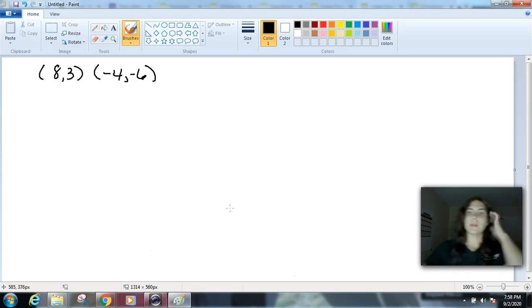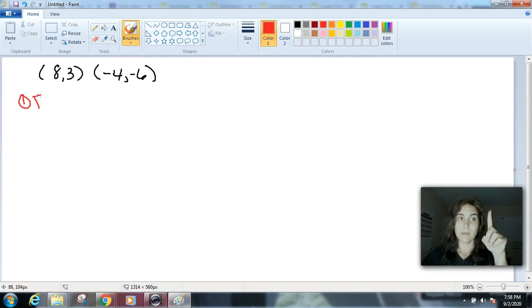Okay, so I have up here our ordered pairs. We have (8, 3) and (-4, -6). I'm going to change colors so we can follow along. We're going to first find the slope. That's your first step. I can't write an equation if I don't have a slope. I need a slope and a point.